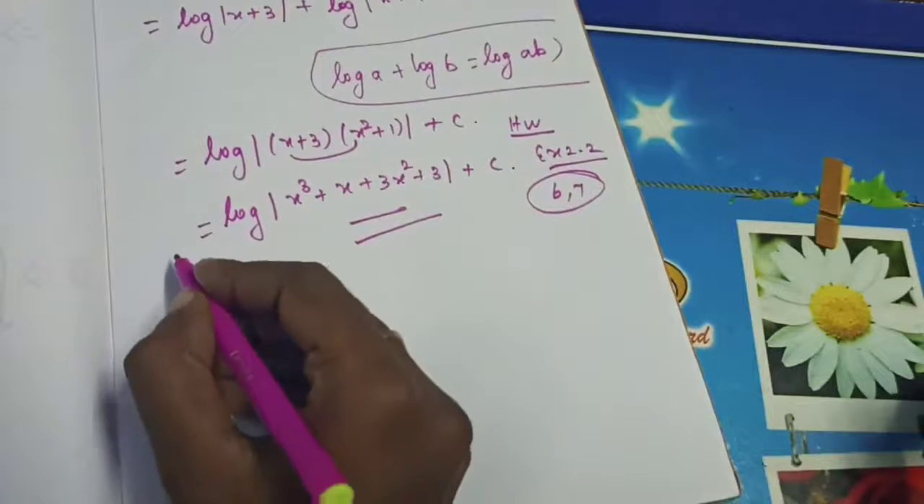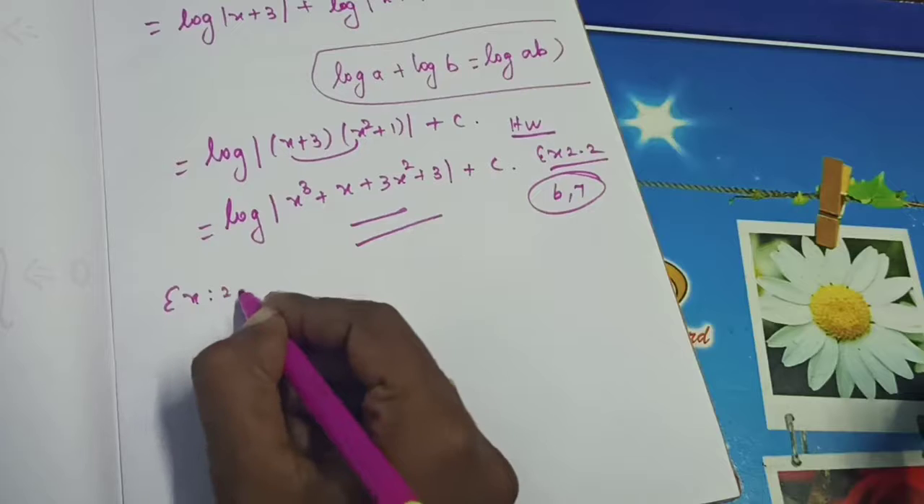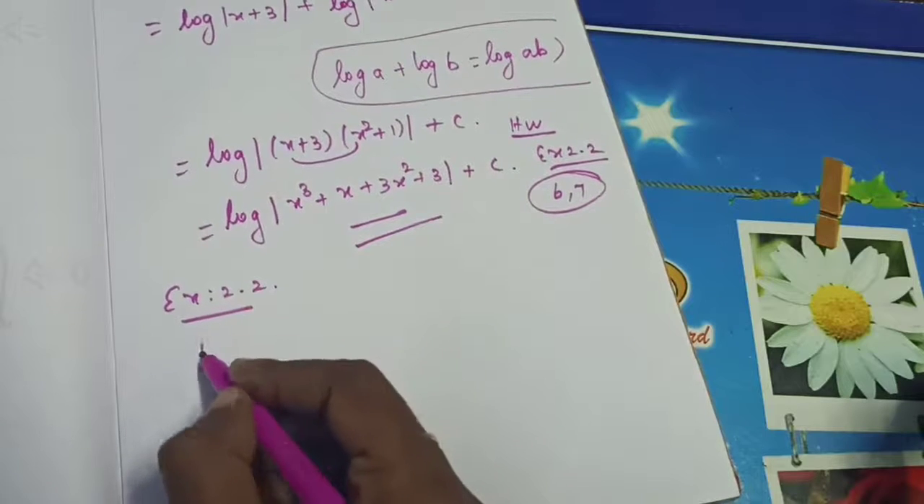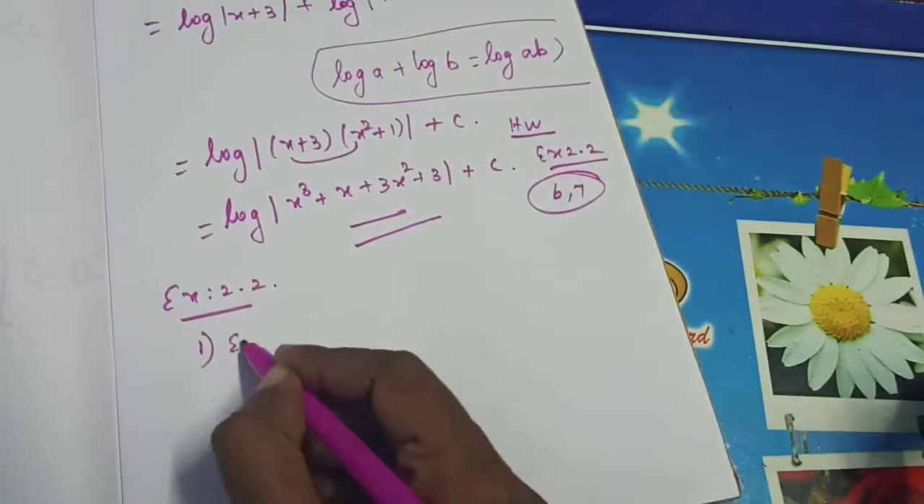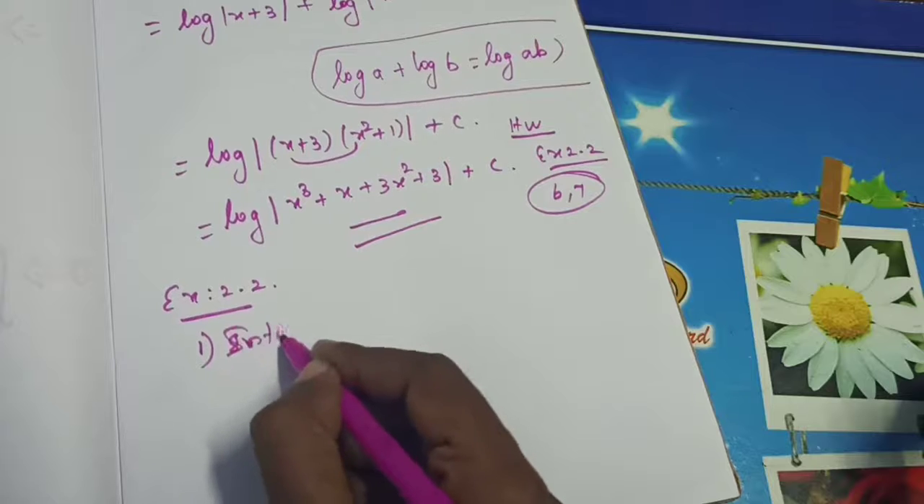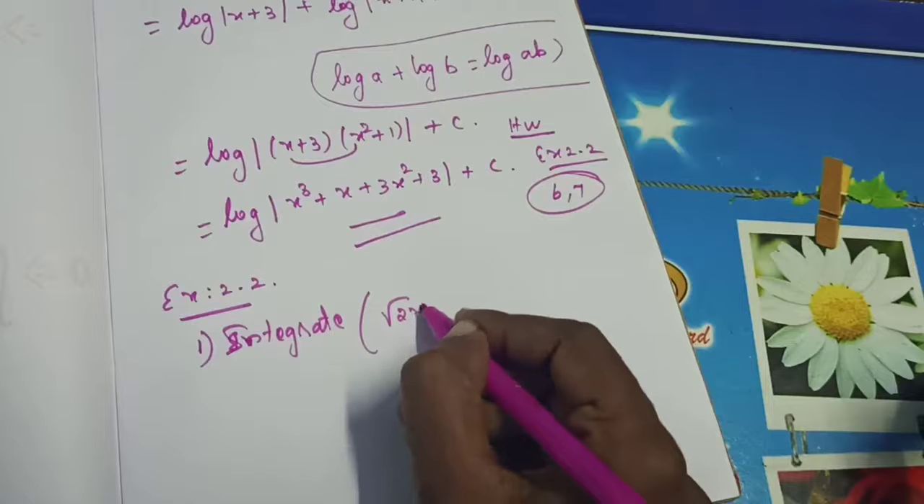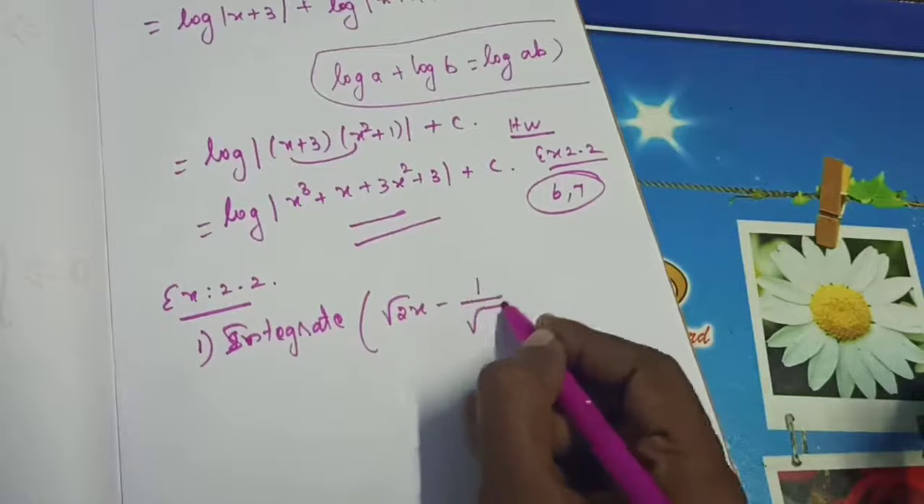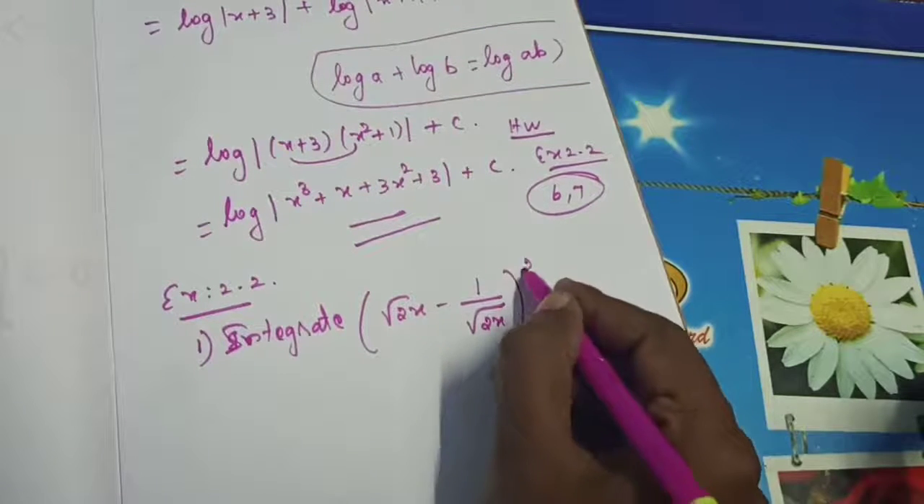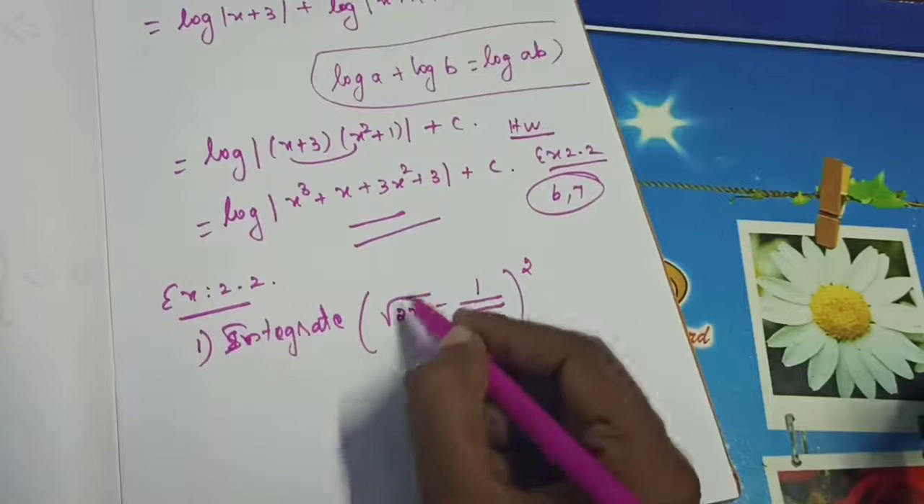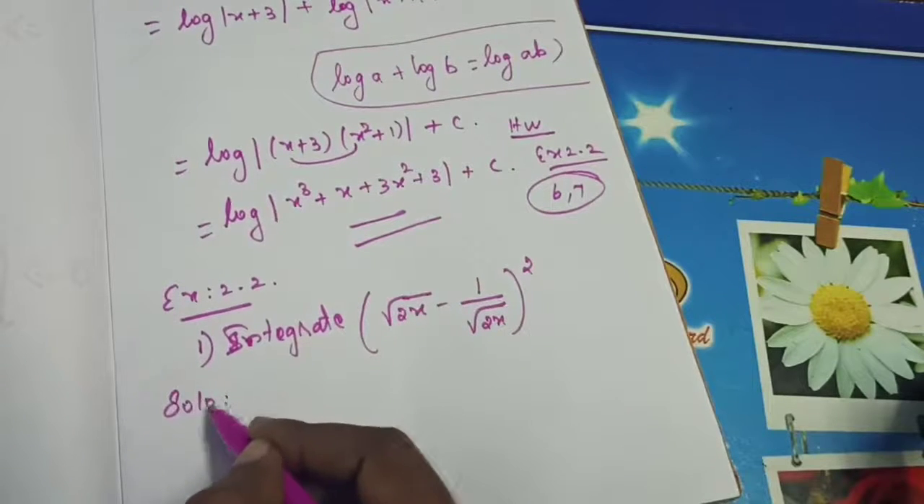Okay, students. We will start Exercise 2.2. The first problem we have not completed. That is, the first question: integrate (root 2x minus 1 by root of 2x) the whole square. Okay, shall we do the solution?